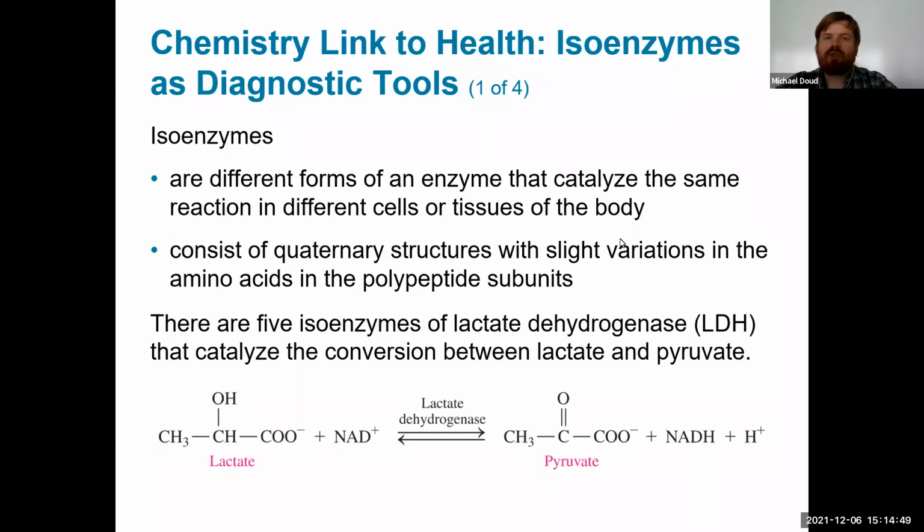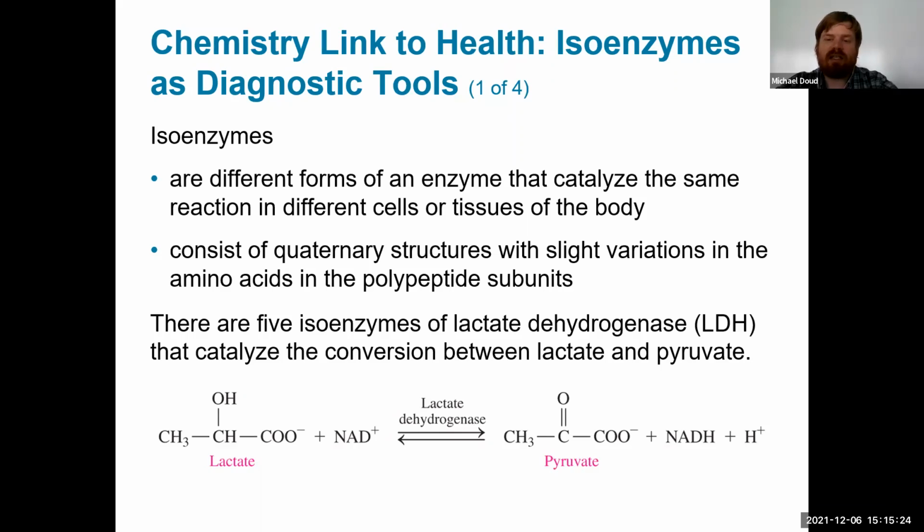So that brings us to certain changes that we can make to enzymes to study how the activity actually works. So let's go ahead and talk about isoenzymes. You might think, oh, it's iso like isomer, an enzyme like what we've been talking about, and that's the idea. It's a different form of an enzyme that catalyzes the same reaction in different cells or different tissues in the body. And basically what happens is the quaternary structures in these isoenzymes are going to be slightly different based on very small variations in the amino acids in the primary structure.